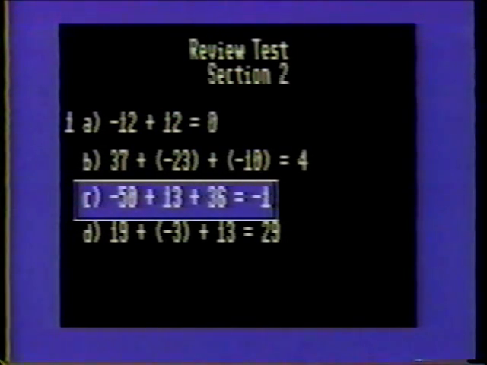In problem 1C, add the two positive numbers first. 13 plus 36 is 49. Negative 50 plus 49 is negative 1.